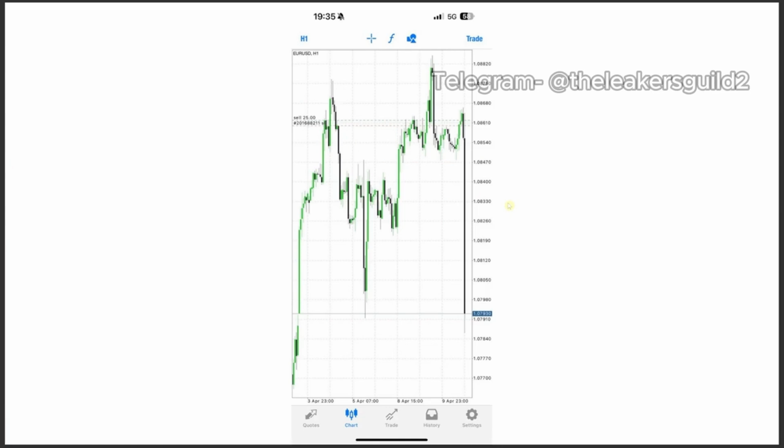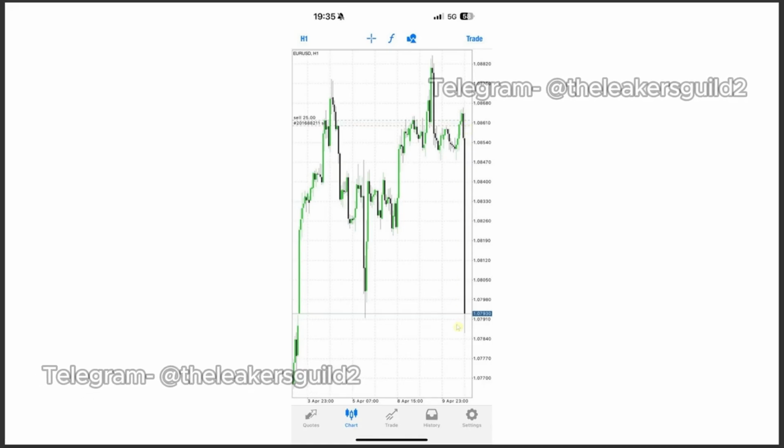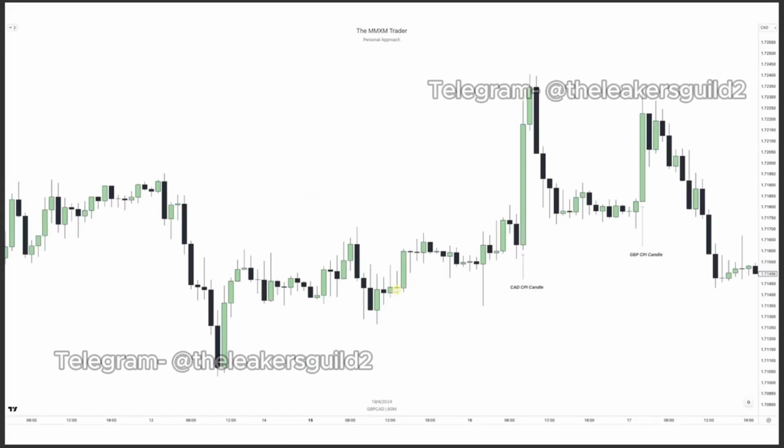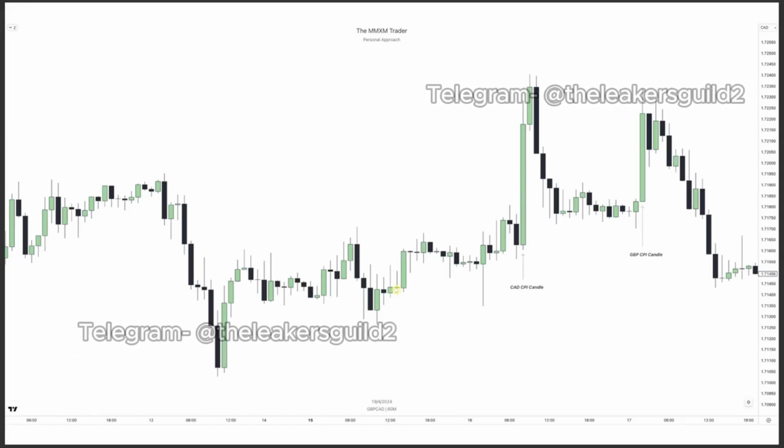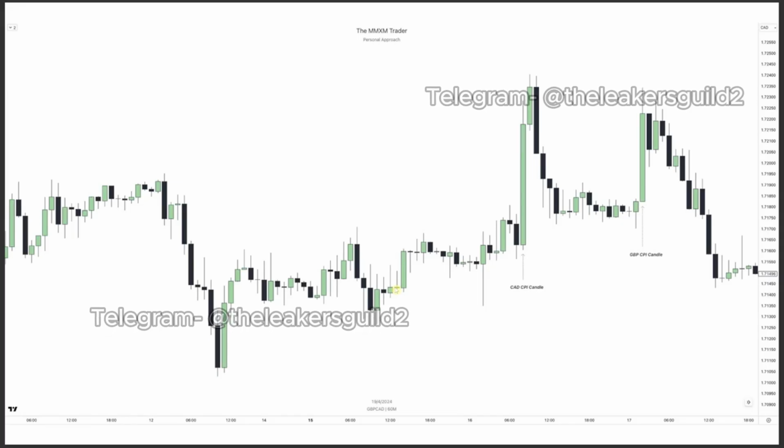So over here we've got an execution as well that the MMXM Trader took, and we can see that CPI candle delivering massively. So we're gonna go over a few more CPI examples because the double purge happens before those CPI releases, and we're gonna go over how that looks.